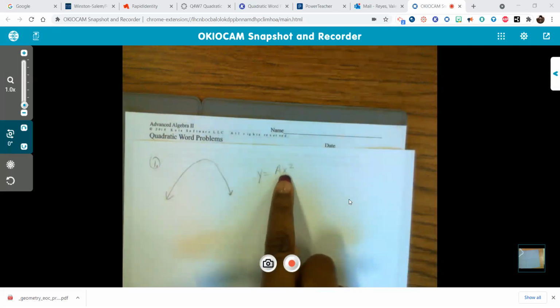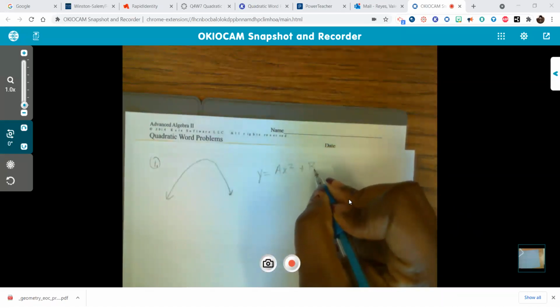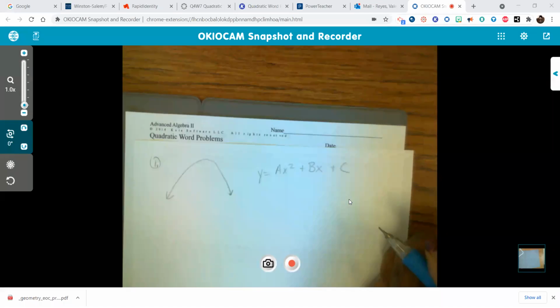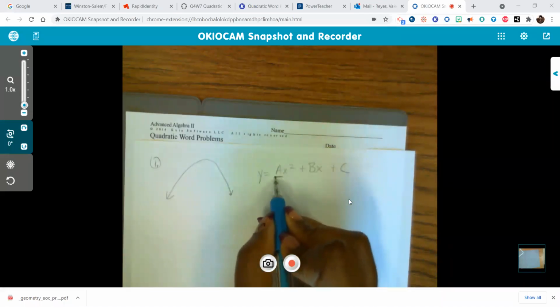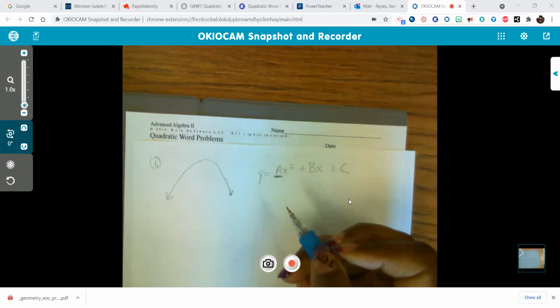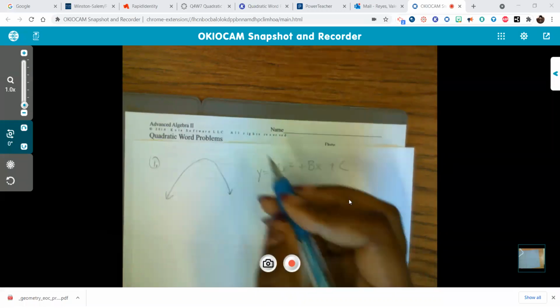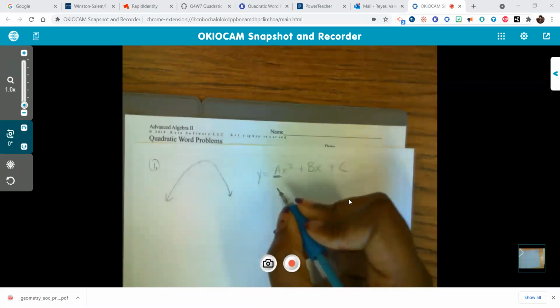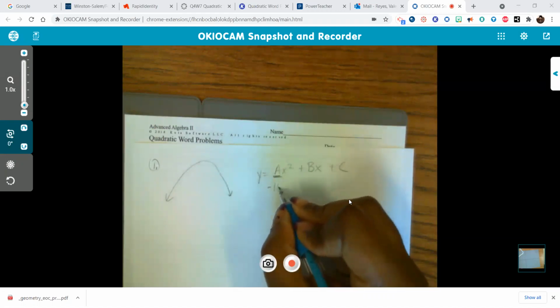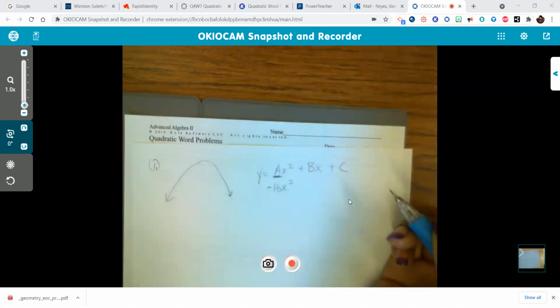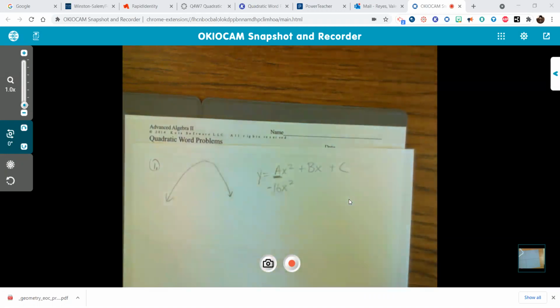ax squared, this is what makes it a quadratic function, this x squared term, plus your bx plus your c, okay? This number right here is your downward velocity, and it's always going to be -16. And it's always -16 because remember gravity: if I was to drop these two items at the same time, they're both going to fall at the ground at the same time because of gravitational pull, okay?